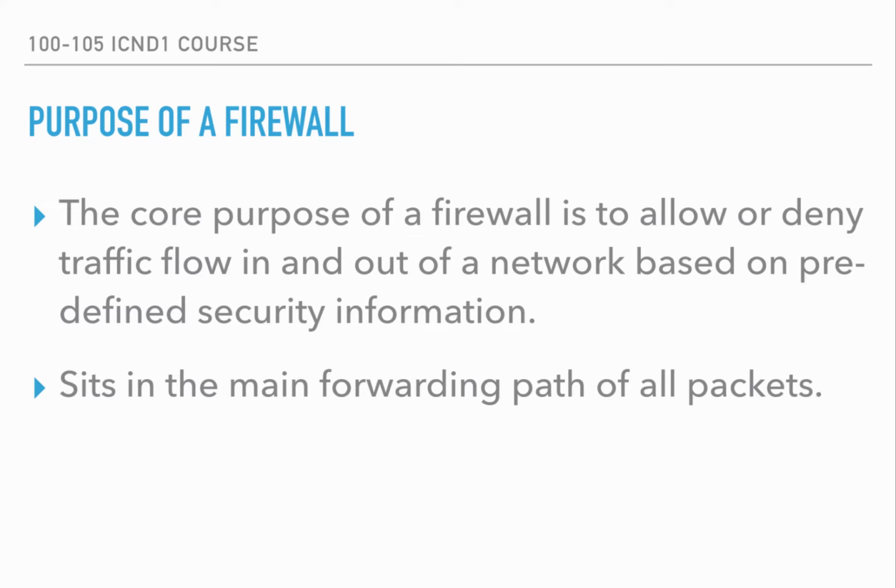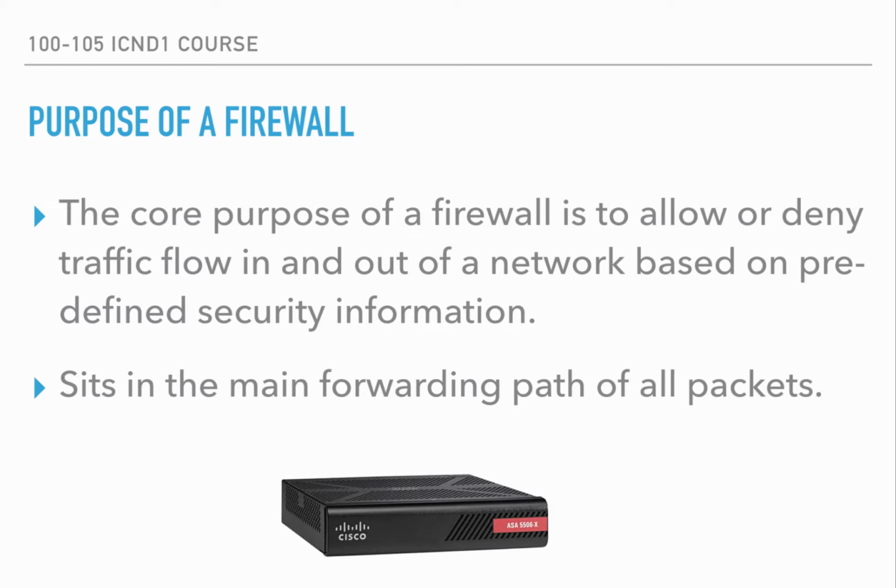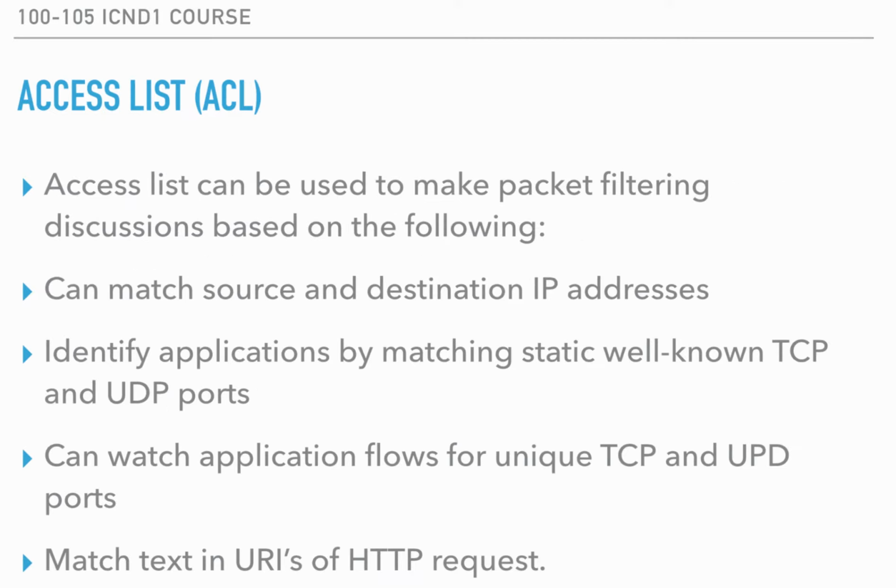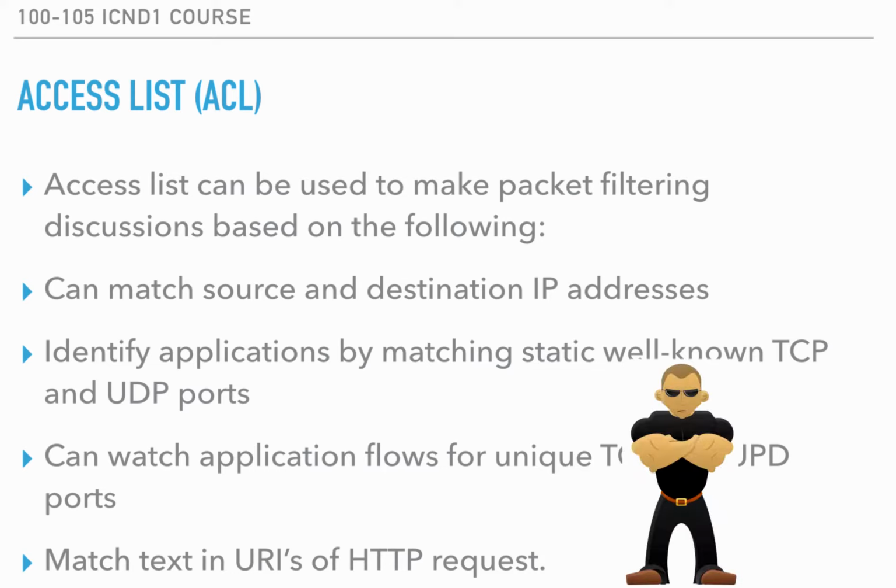Most firewalls like the Cisco ASA, or Adaptive Security Appliance, use the following logic to determine if a packet should be allowed or discarded. A firewall can use an access list, or ACL, to make a variety of filtering decisions. Think of an access list as you would a VIP list at a nightclub. You have a bouncer that stands at the entrance looking at this list to decide who to allow in.